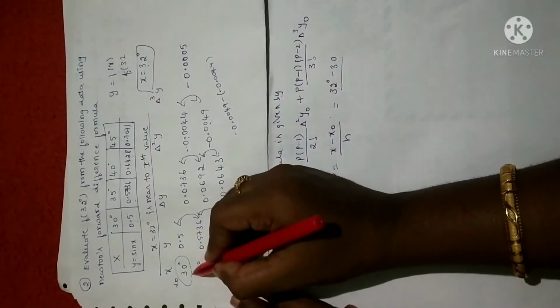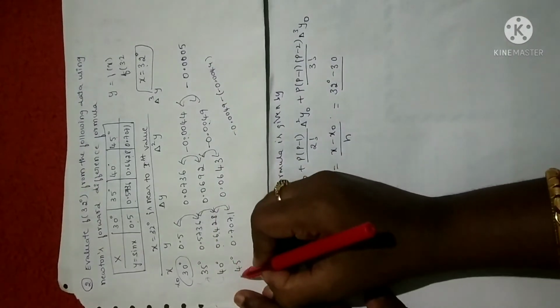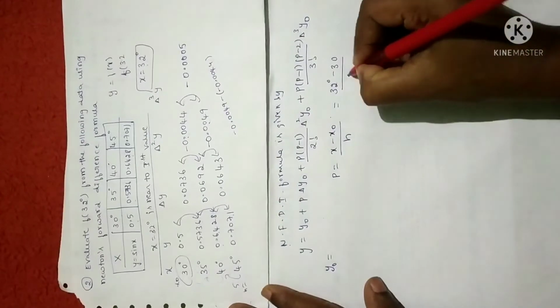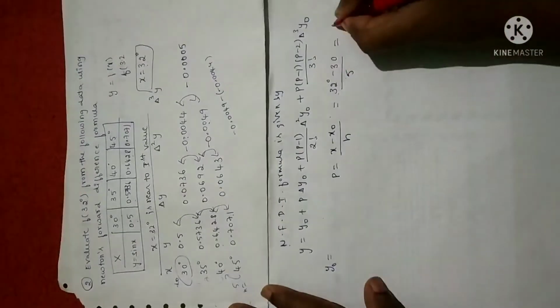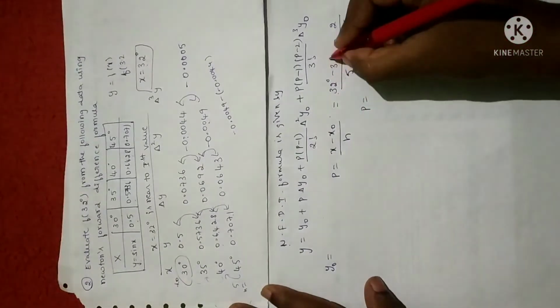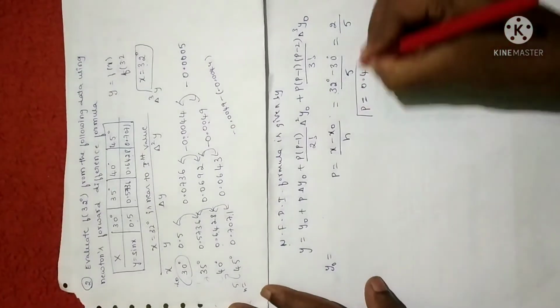What is the difference here? See, 35 minus 35. 40 minus 35 is 5. 45 minus 40 is 5. So h value will be 5. So I'll just write here. Fine. 32 minus 30 is 2, divided by 5. So p value, no matter whether it is in degree or not, whatever may be the value, you have to calculate as it is. So p value is 0.4.